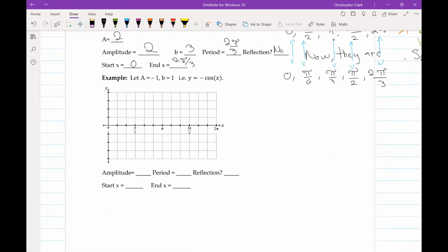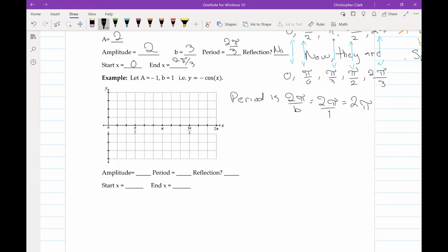So we have now a equals negative 1, b equals 1, so we get y equals negative cosine of x. So that means the period doesn't change, right? So the period is 2 pi over b equals 2 pi over 1, which of course is just 2 pi. So our period doesn't change. Now that means that we expect the length to be the exact same, right? It's not compressed or pulled apart or anything like that.